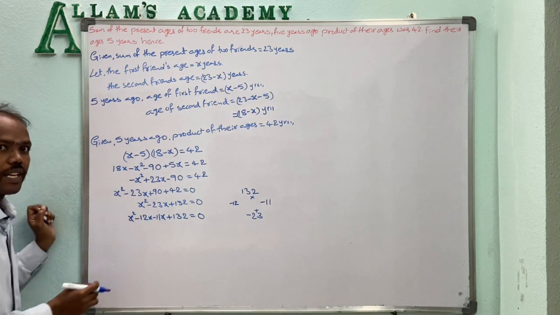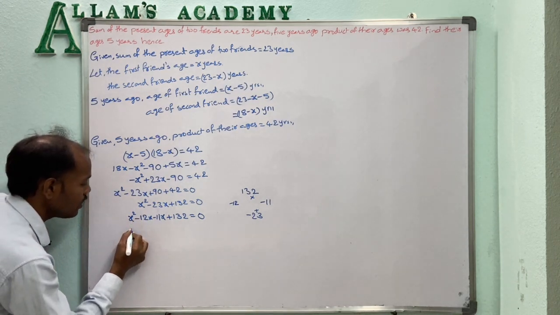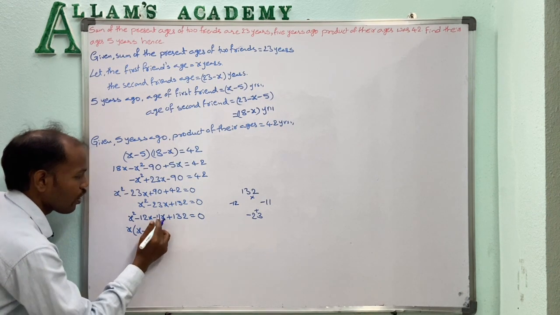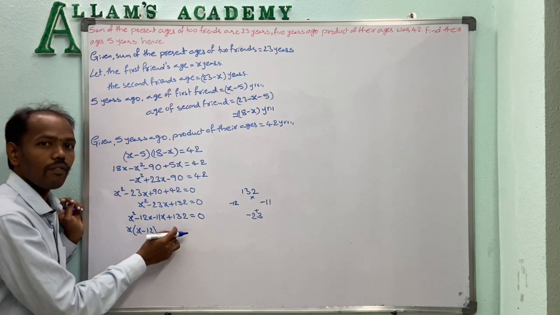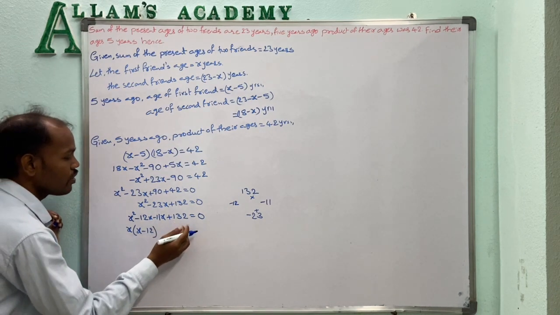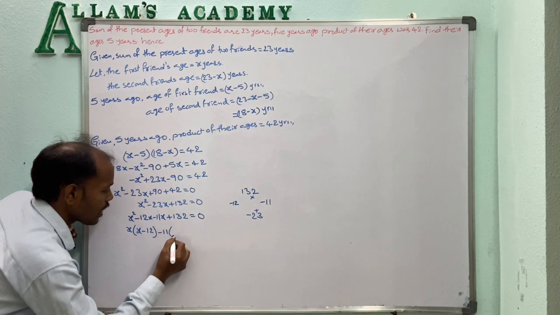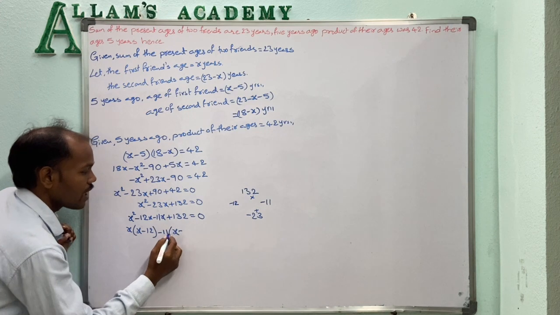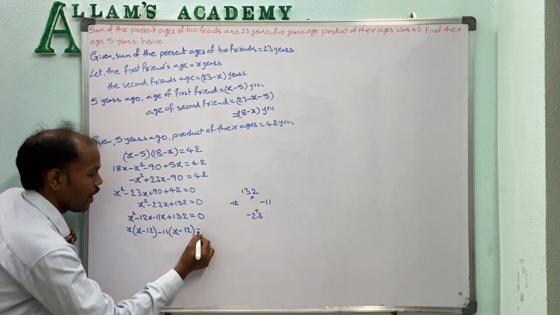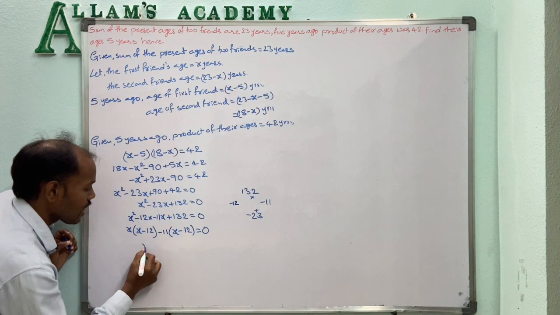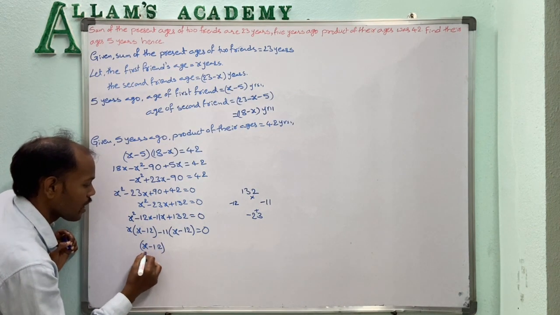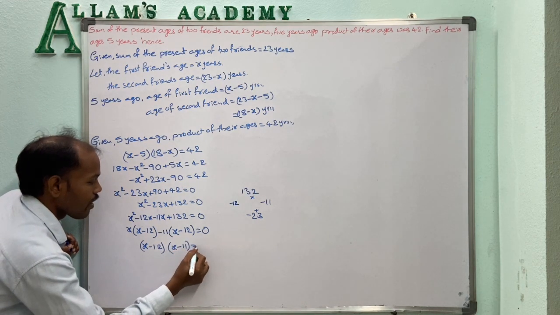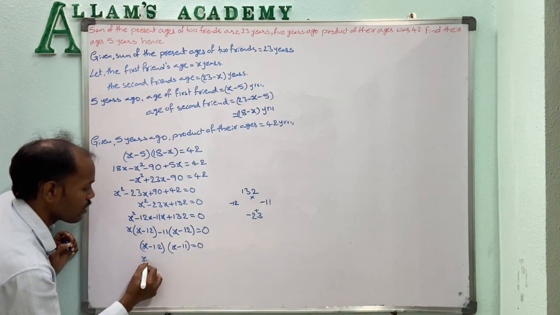Now x square we can write as x into x, 12x as x into 12. So taking x common, that is x minus 12. Now 11x we can write as 11 into x, and 132 as 11 into 12. So taking 11 common, we get minus 11 into x minus 12. Now in both, x minus 12 is the common factor. So taking x minus 12 common, what remains is x in one and minus 11 in the other. So x minus 12 into x minus 11 equal to 0.